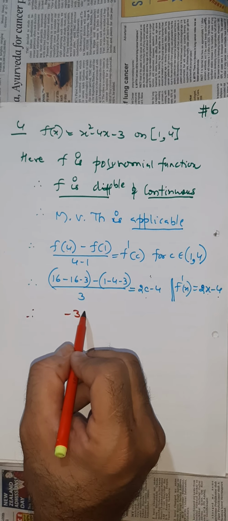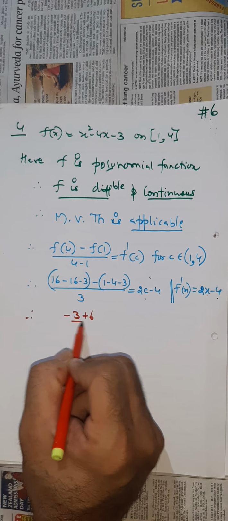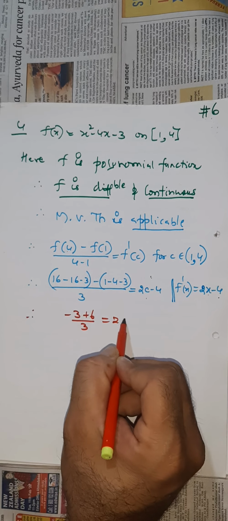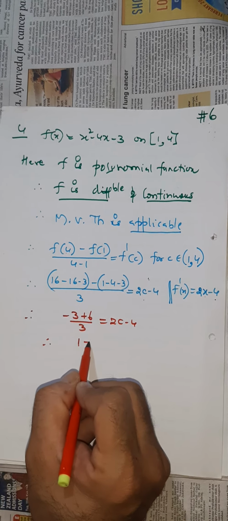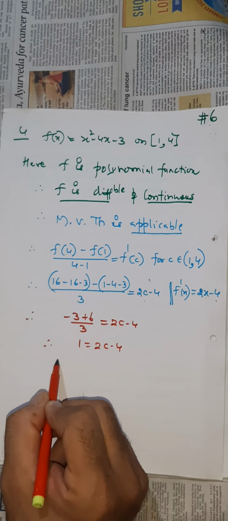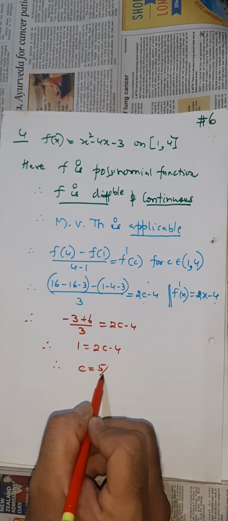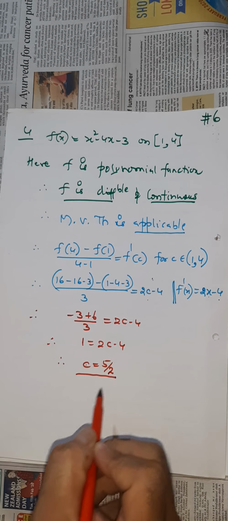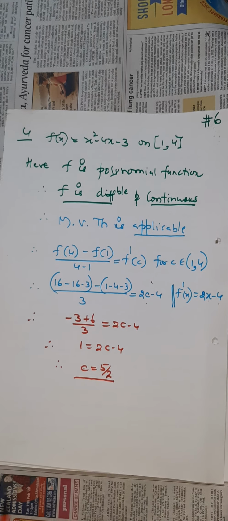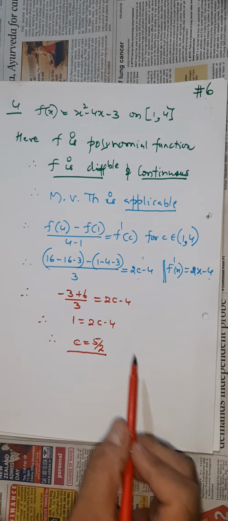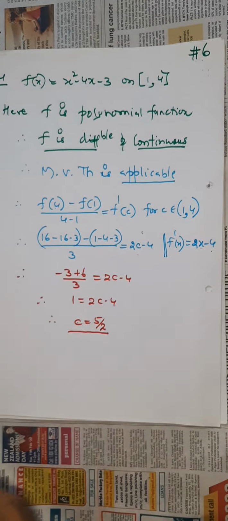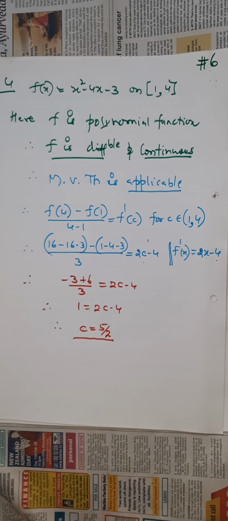Here you will get the minus 6, so this will be plus 6 by 3 equals 2c minus 4. So this is just 1 equals 2c minus 4. So therefore c is 5 by 2. This is the value of c for which f dash c becomes f of b minus f of a, and here mean value theorem is applicable.